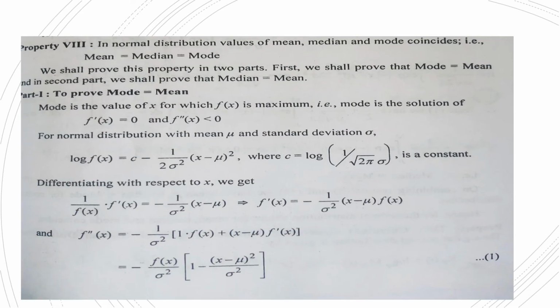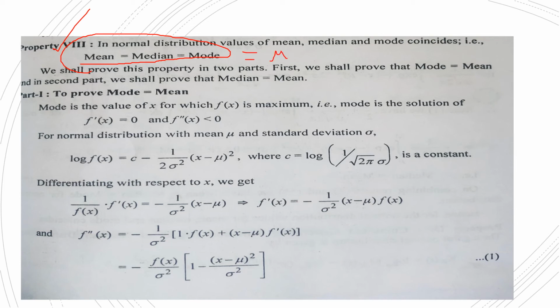And the eighth property is a very important question in examinations. You have to prove that in normal distribution, the values of mean, median, and mode coincide. It means that in normal distribution, all three things, mean, median and mode, are the same. They have equal value, that is equal to nu.